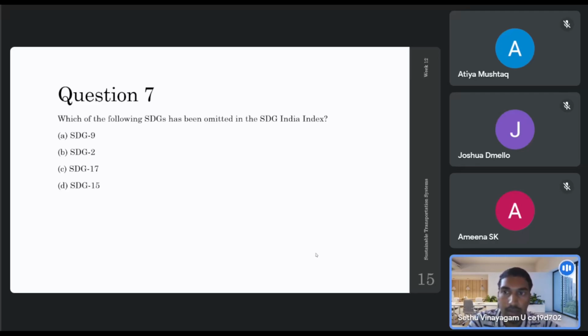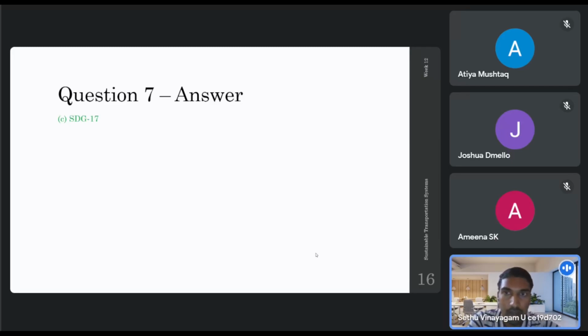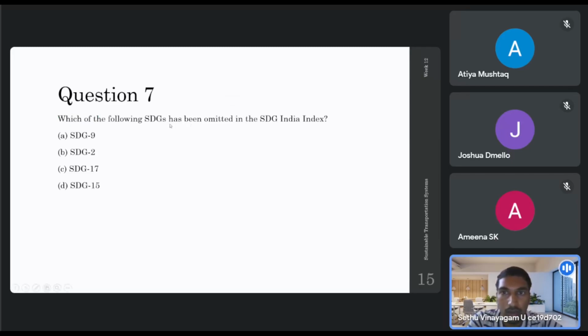All right, so the right answer is option C, SDG 17. The question is which of the following SDGs has been omitted in the SDG India Index. As we discussed, the SDG India Index comes up with a score with respect to the progress made toward the different SDG goals. We have 17 of them, as you are aware. We need the data with respect to multiple indicators; for each goal we'll have multiple indicators. Therefore, unless we have the data for all these indicators for a particular goal, we will not be able to come up with the score.